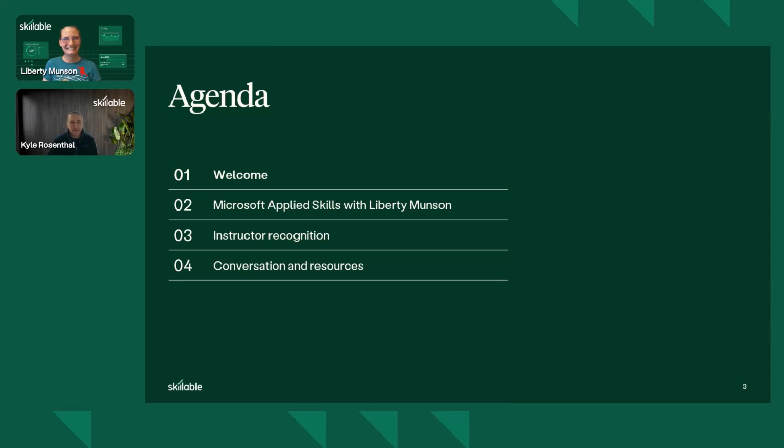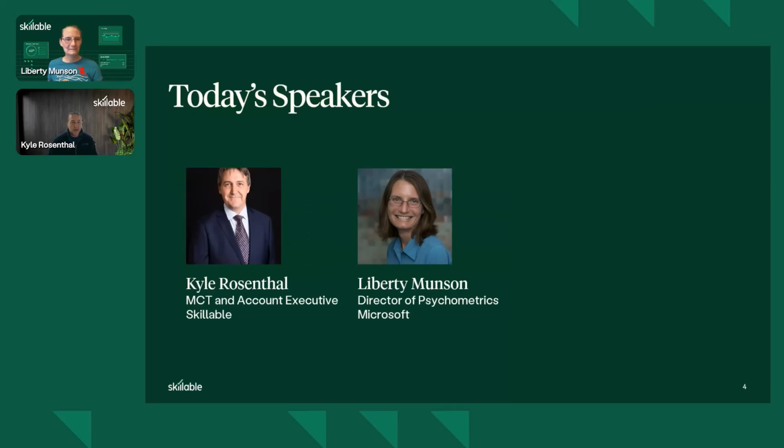Then we will do some of our instructor recognition, and as always, if we end up with some time at the end, we'll have a bit of conversation and also some discussion around any of the resources that we have within the Skillable family. My name, as always, is Kyle Rosenthal, and we are joined this month by Liberty Munson. I'm really happy to be able to have that conversation shortly with Liberty. We're going to get through the bits to start off with so we can get to Liberty.